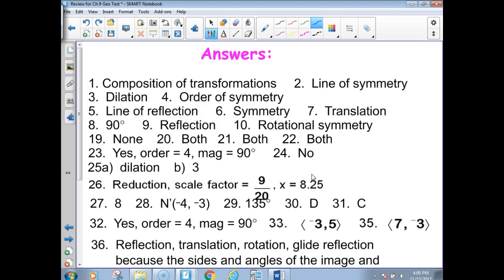And then in this answer section, I asked you to change the answer on number 29. It was not 135, because they went clockwise when we were told that all of our rotations would be counterclockwise. So it should have been 225 degrees.